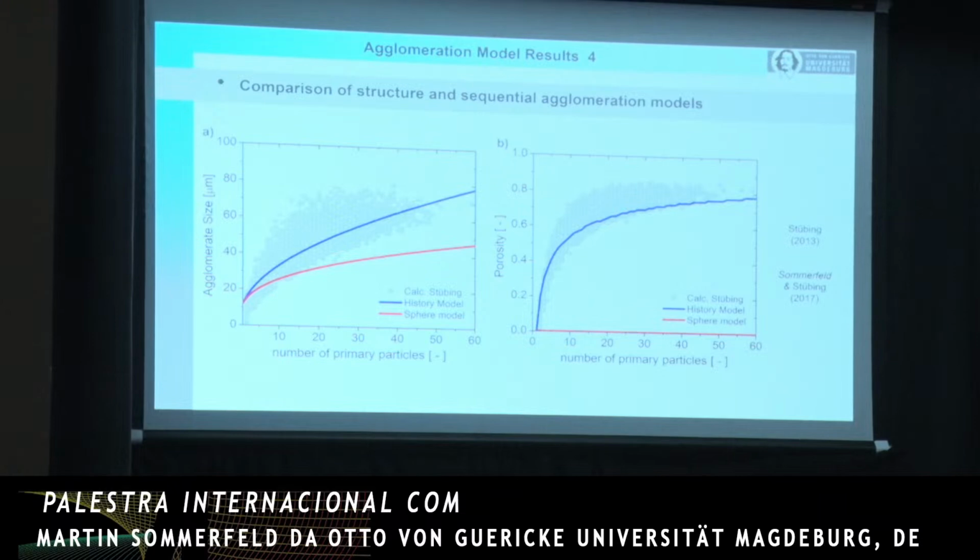The dots are the results obtained with the structure model shown before, and the lines are obtained with the sequential model and with the sphere model. You see here the agglomerate size with the number of primary particles. Here you see the porosity with the number of primary particles. So, agreement is almost perfect. I think you can live easily with the sequential model to properly describe the agglomeration of particles and properly calculate separation.